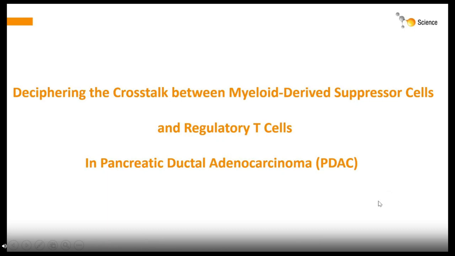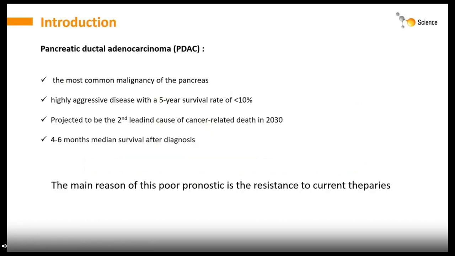Hi everyone, thanks for attending this webinar and thanks to Miltenyi for giving me the opportunity to present my work on the crosstalk between myeloid-derived suppressor cells and regulatory T cells in pancreatic cancer. Pancreatic ductal adenocarcinoma, also called PDAC, is the most common malignancy of the pancreas. It's a highly aggressive disease with a 5-year survival rate lower than 10%, projected to be the second leading cause of cancer-related death in 2030, and with 4 to 6 months median survival after diagnosis.